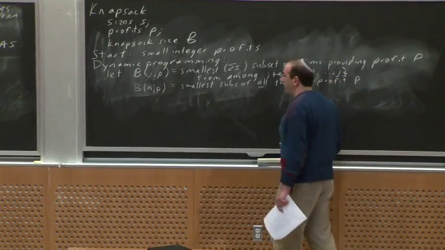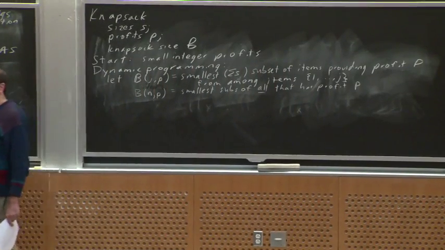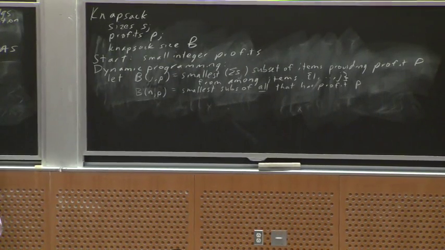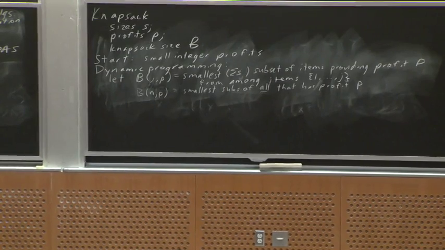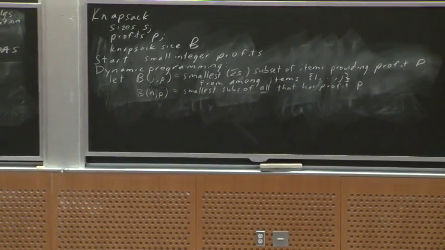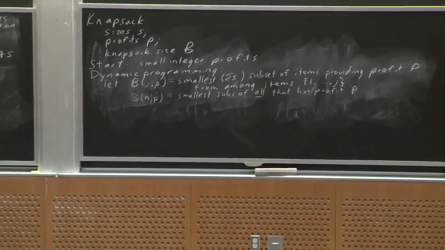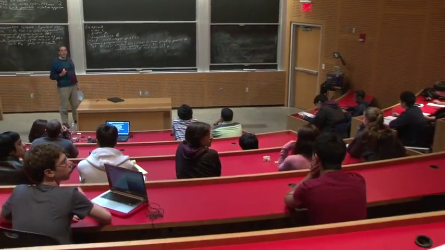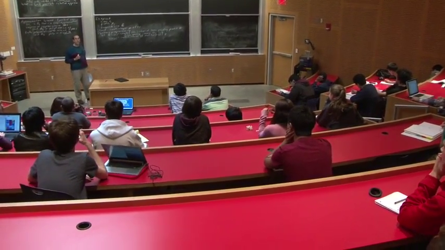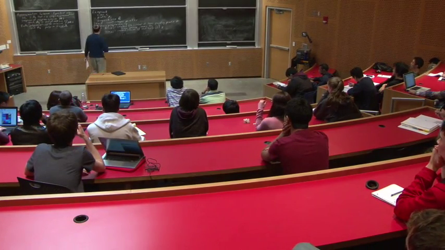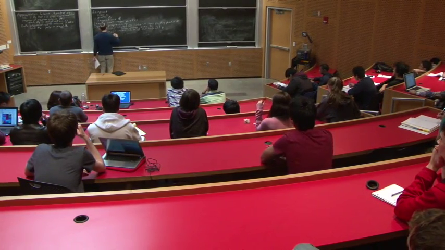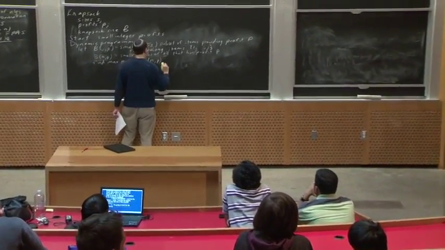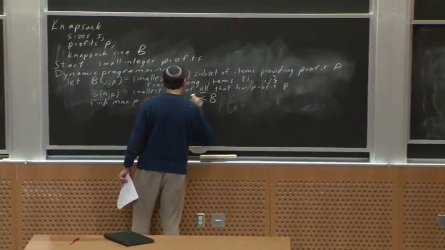that has profit P, right? So for each value of P, I can tell you what's the smallest set of items that has profit P. So how do I use this in order to decide on the optimum solution to my knapsack problem? Yeah? Look for the largest P such that the size of the smallest subset is smaller than B. Good. So what I'm going to do is look for the maximum P such that this minimum size set can fit into the knapsack.